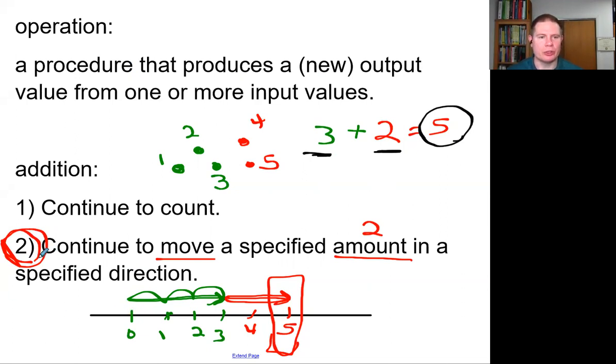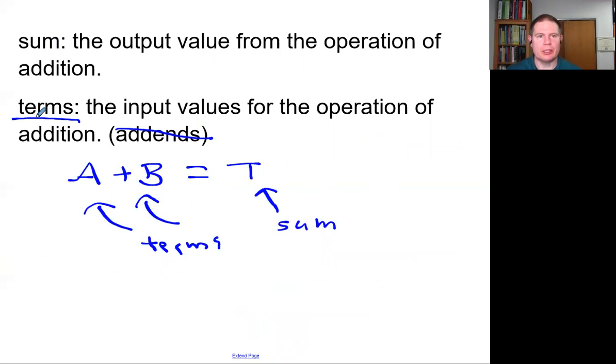So that's the one you need to remember, right? This is true in certain contexts, and historically that's where we started, but this is the one that we really are going to use moving forward. All right. So that's addition, sum, and terms, describing the parts of addition.